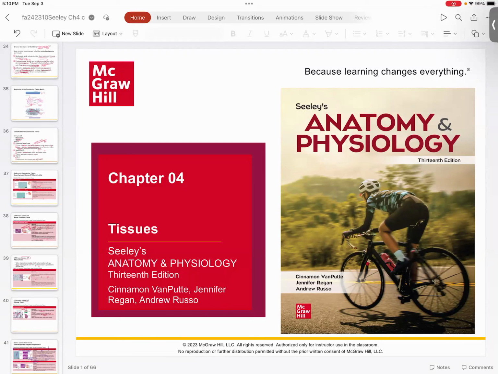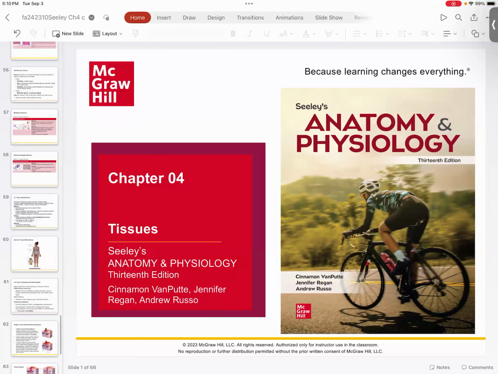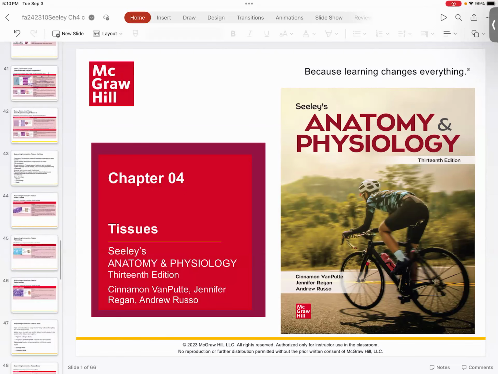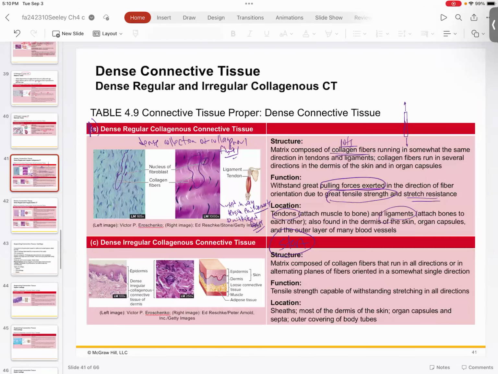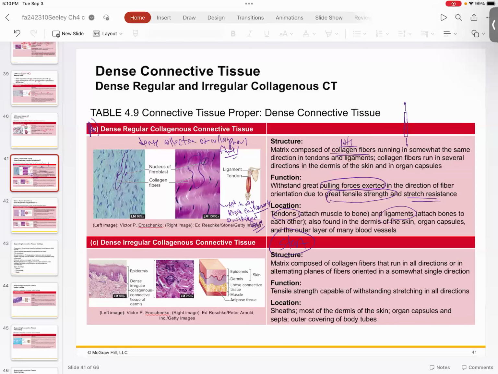So we were on chapter 4. And we had made our way sort of through, not quite, about partway through the dense connective tissue. Sound about right? So we left off, we were talking about the dense regular connective tissue.